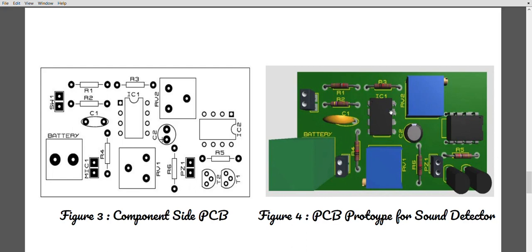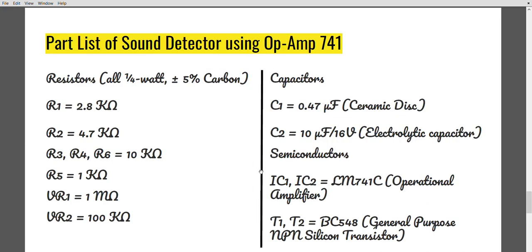This is what we already saw in the circuit description also. Finally, the parts list of the sound detector using Op-Amp741 IC: resistors are all 1/4 watt, plus or minus 5% carbon. This is the type of resistor we use here. The R1 resistor is 2.8 kilo ohm, R2 is 4.7 kilo ohm, and R3, R4, R6, which are common, we have used with the value of 10 kilo ohm. R5 is equal to 1 kilo ohm. After that, VR1 is equal to 1 mega ohm and VR2 is equal to 100 kilo ohm. These are the values of the resistors we used in this project.